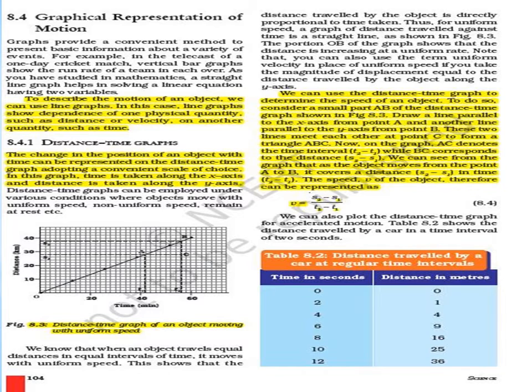This is a very important conclusion of the graph, or we can say this is a very important fact of this graph. To do this, we consider a small part AB. Here small part AB is considered. This is A and this is B of the distance time graph.